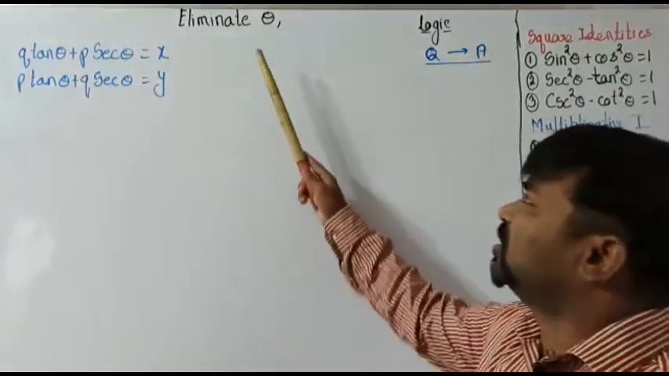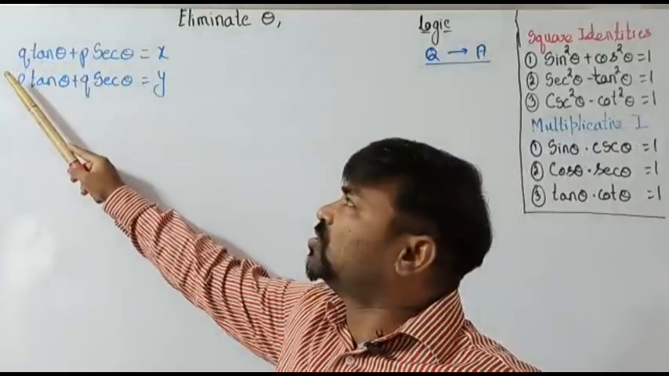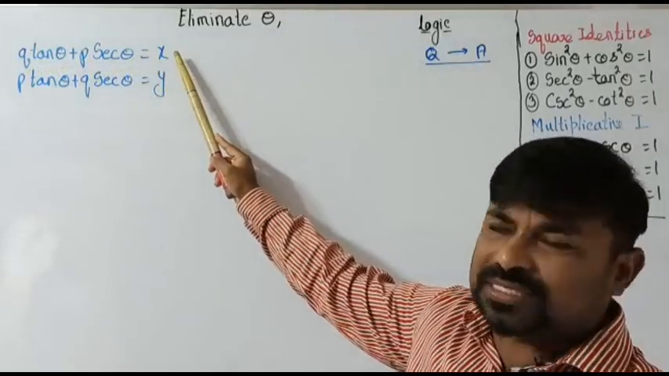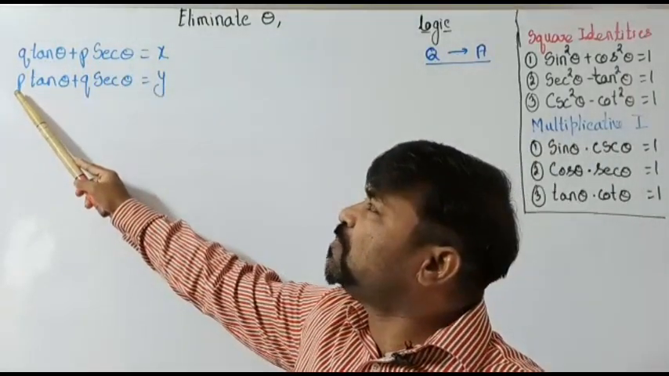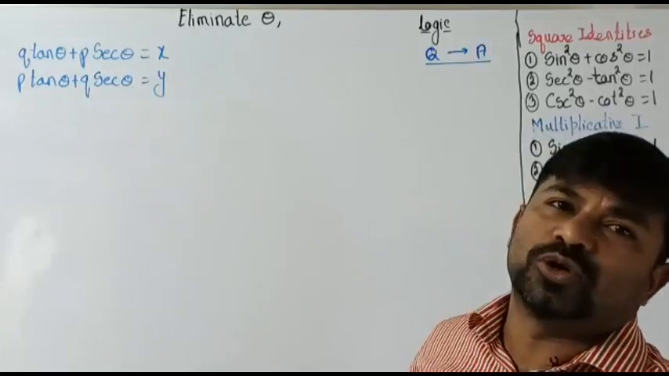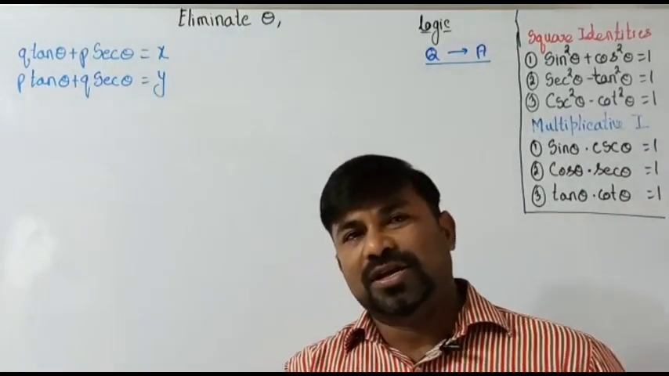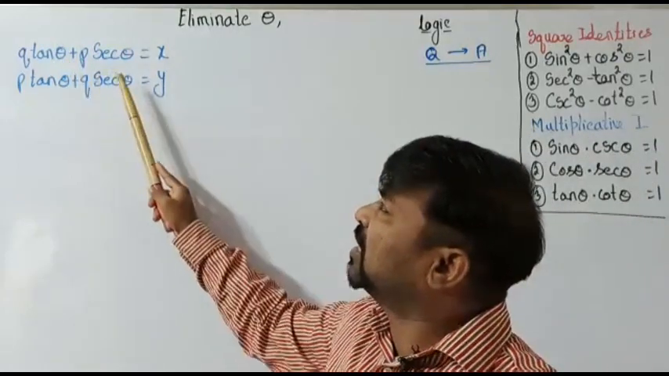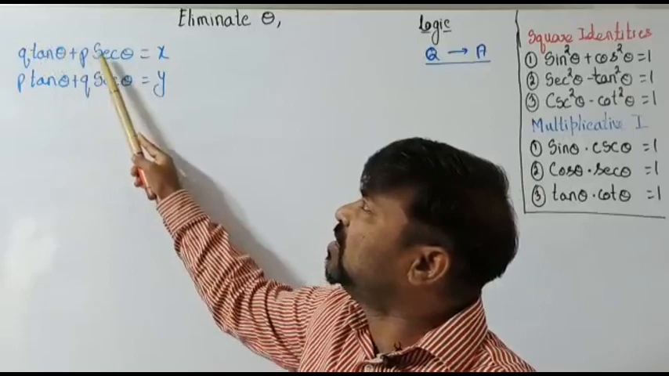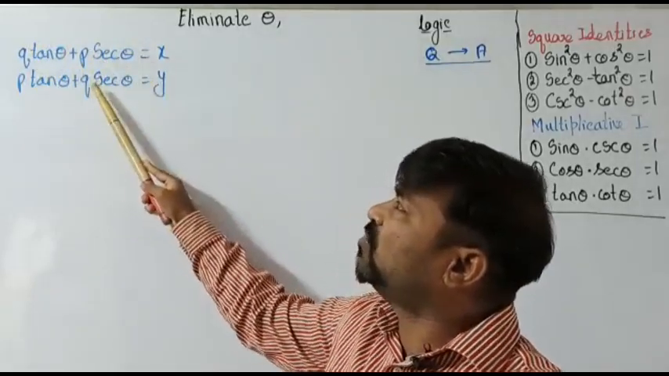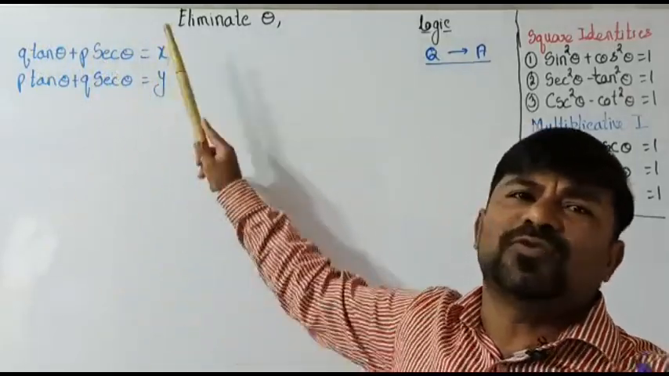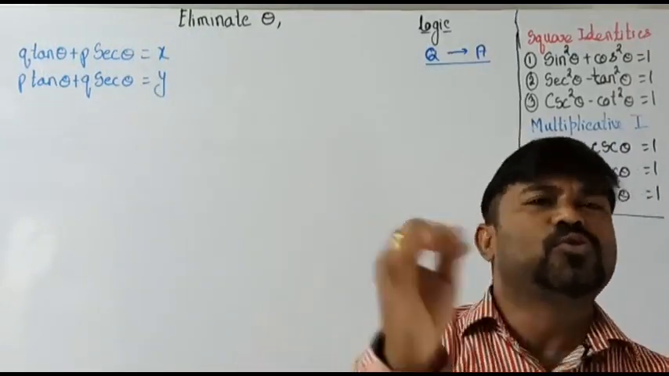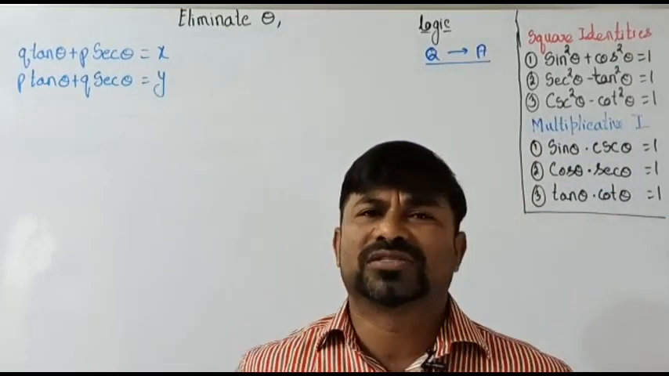If you check it out, what is it? Eliminating the theta. What is the given question for us? Q tan theta plus P secant theta is equal to X. And the one more equation he has given is P tan theta plus Q secant theta is equal to Y. He has given two equations for us. He is asking us to remove the theta. Theta is nothing but the angle. The angle means we don't want tan here, we don't want secant. You do anything with these two equations, but just remove all the trigonometry from there. That is what the concept says.